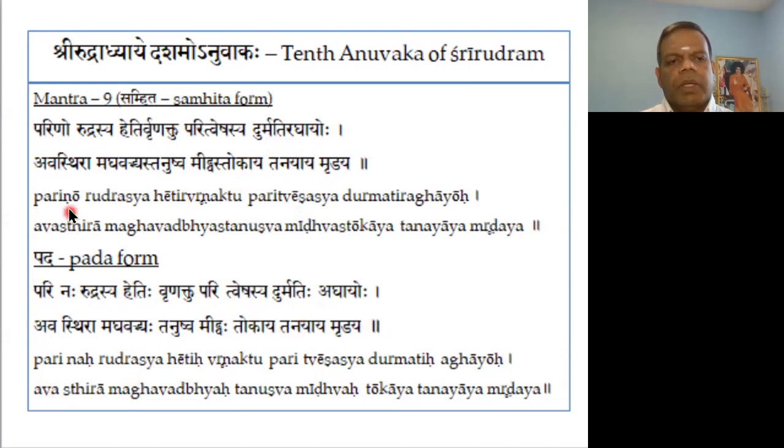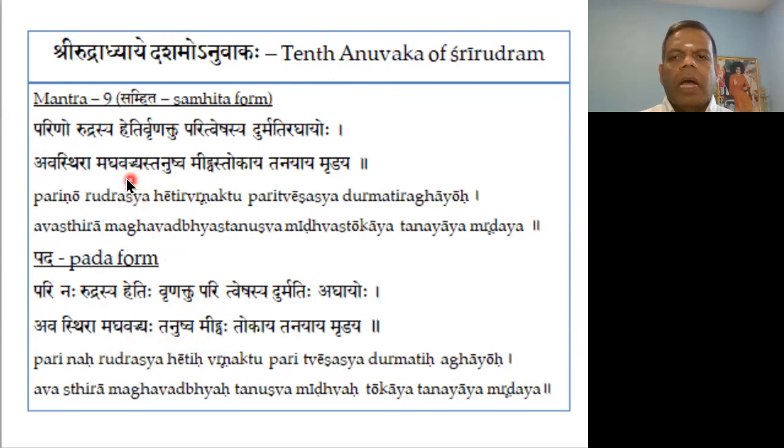The next word is avasthira. It's made up of two words, ava and sthira. The next one is also a combination of two words, maghavadbhyah and tanushva. Maghavadbhyah and tanushva.